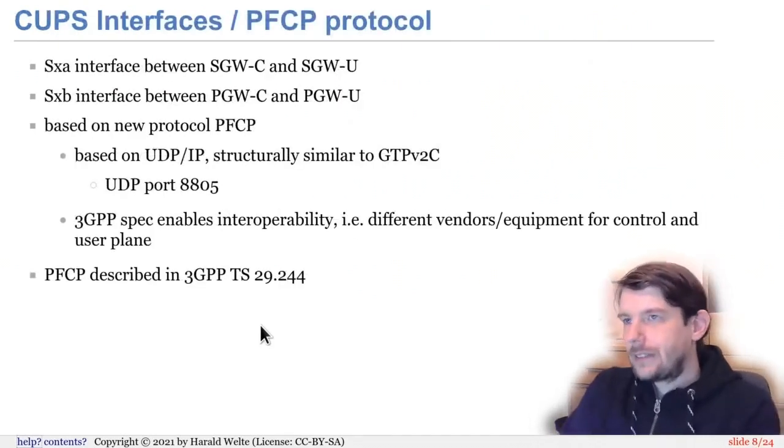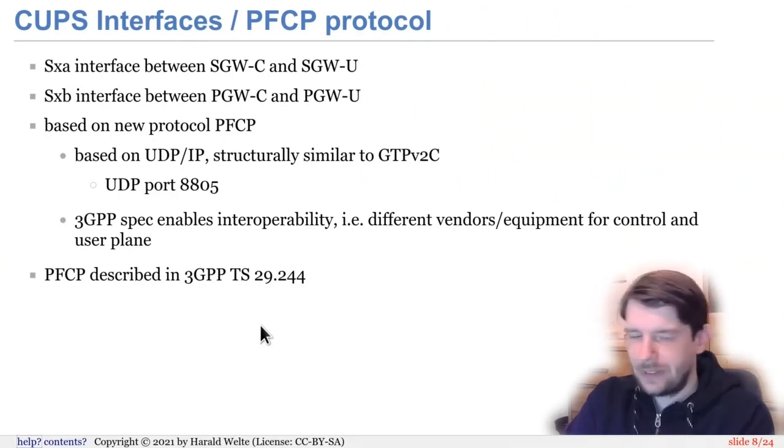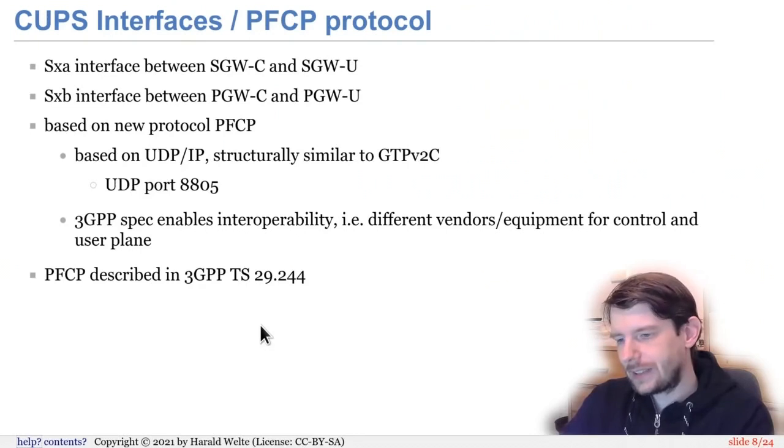These new interfaces that we already saw in the diagram, Sxa and Sxb, are based on a new protocol. It's called PFCP, the Packet Forwarding Control Protocol, which runs on top of UDP, which runs on top of IP. The protocol is structurally very similar to GTP control plane, GTPv2-C. So you have a small shared common header and then information elements next to it. It runs directly over UDP, so no SCTP, no other existing protocol for providing reliability or retransmission or anything like that. All of that needs to be handled inside PFCP itself.